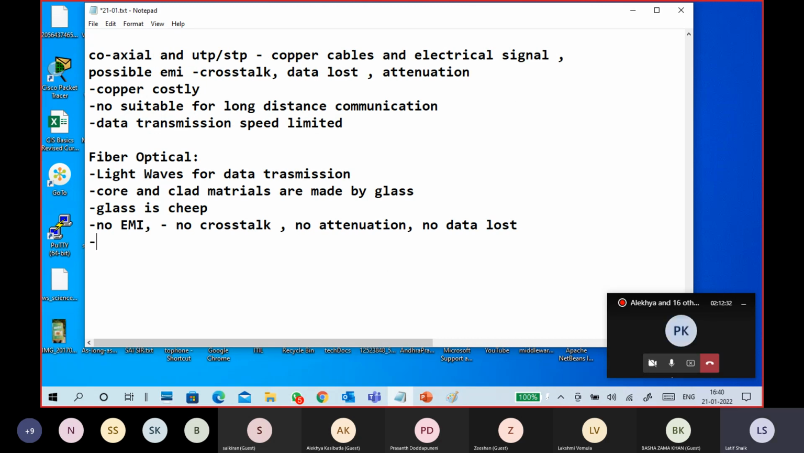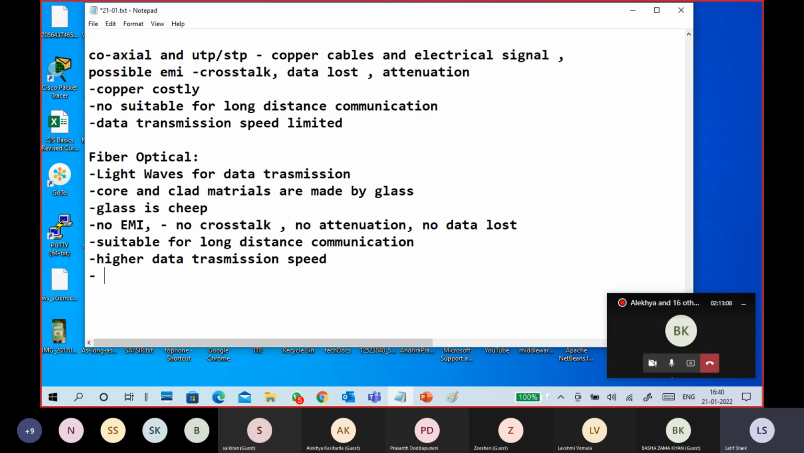Next, suitable for long distance communication, higher data transmission speed. You know, the starting data transmission speed of fiber optical cable is generally 10 Gbps.